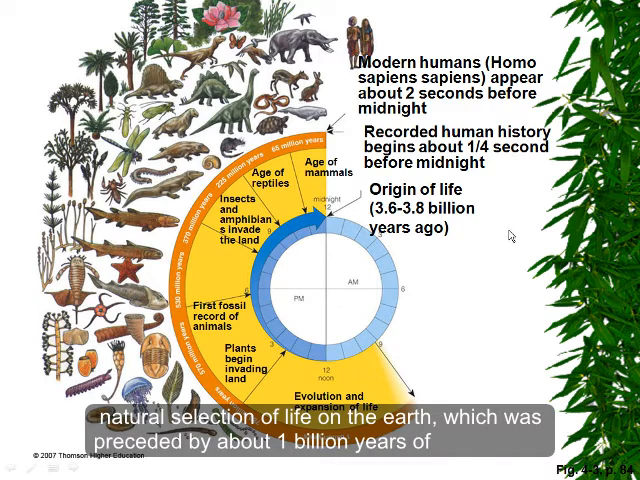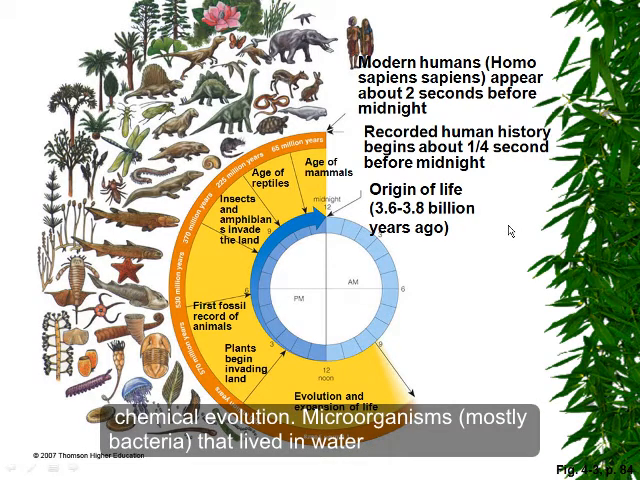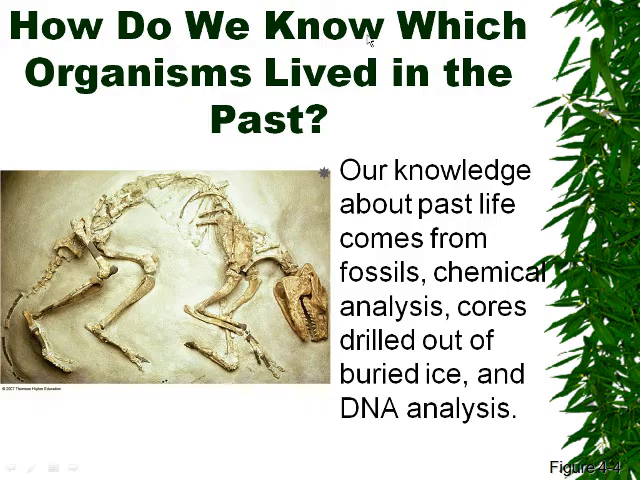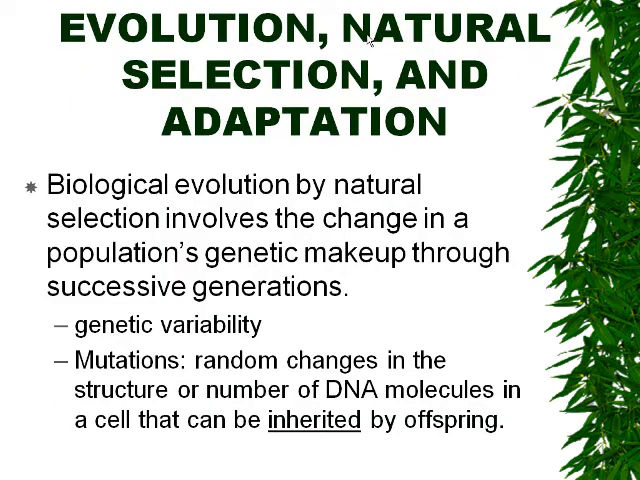And this is the same diagram showing you the same thing. Notice, simple animals all the way up to the more complex. Okay, so how do we know what lived in the past? We look at fossils, we look at chemical analysis, DNA analysis, and then we take core samples out of buried ice, we take core samples out of rock. Anything that we can date back to that time period through carbon isotope analysis, we will look at and compare.